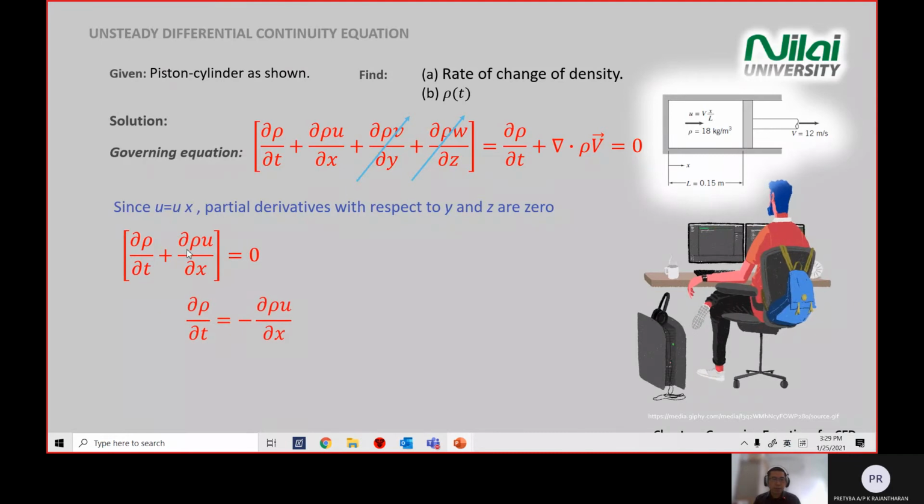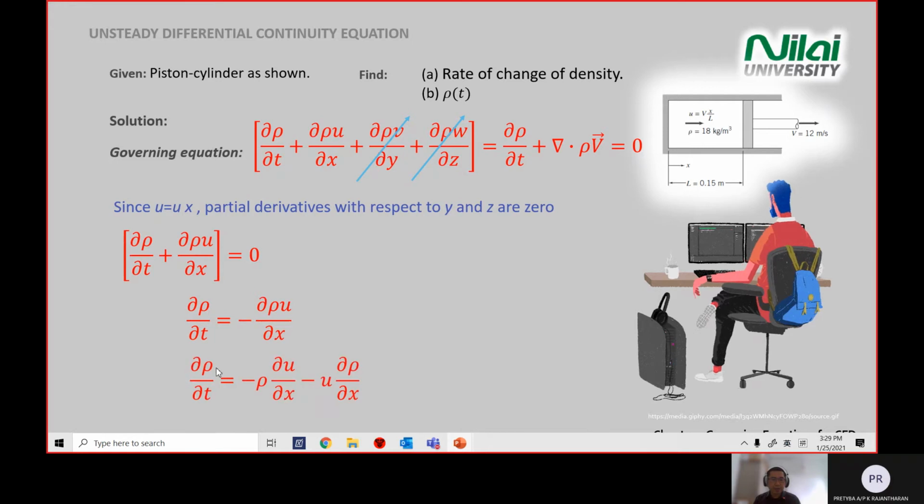Then you move your del rho over del t, because this is the term that we want to find for part A and part B also. Del rho over del t is the rate of change of density. So you pull the other term to the right. So you have negative del rho u over del x.